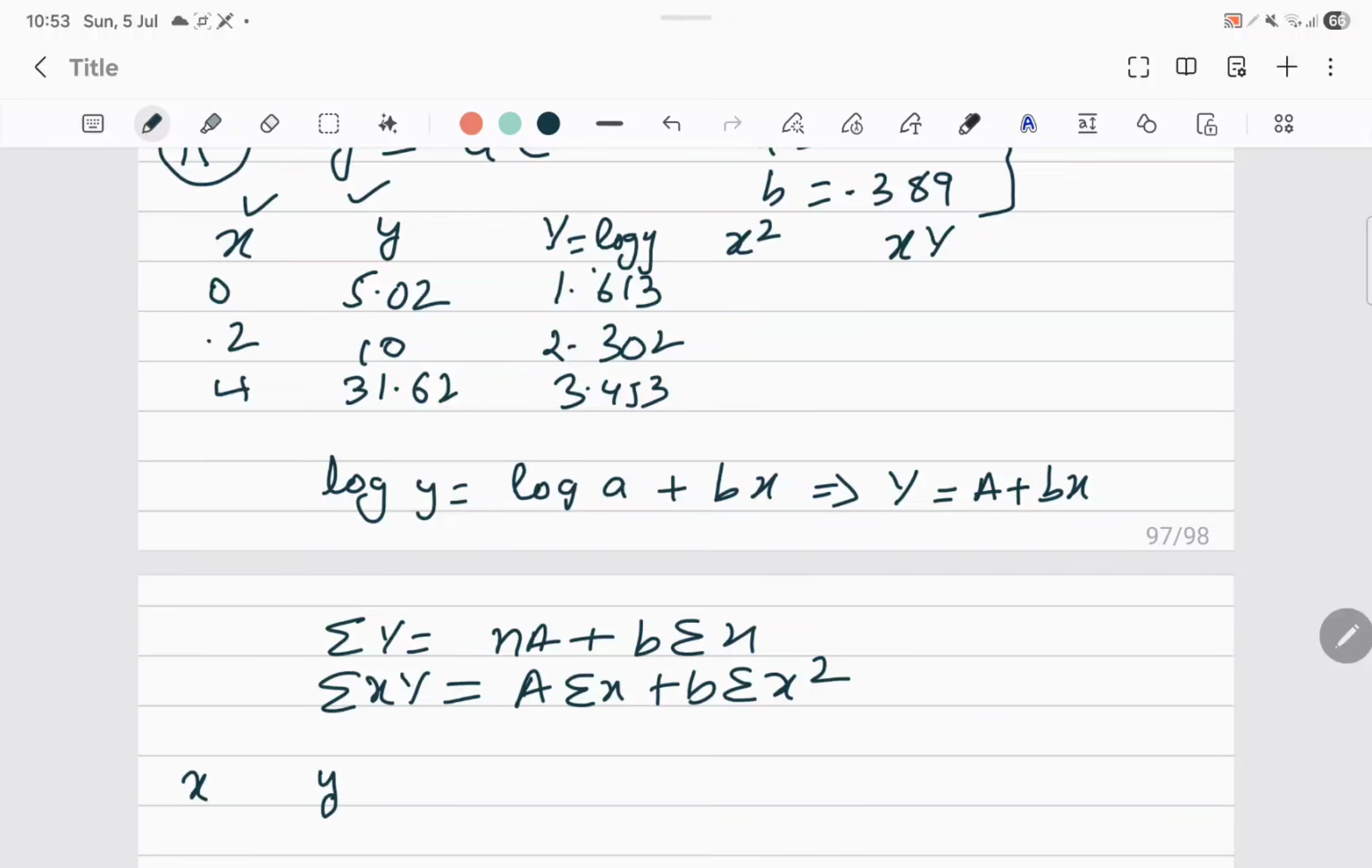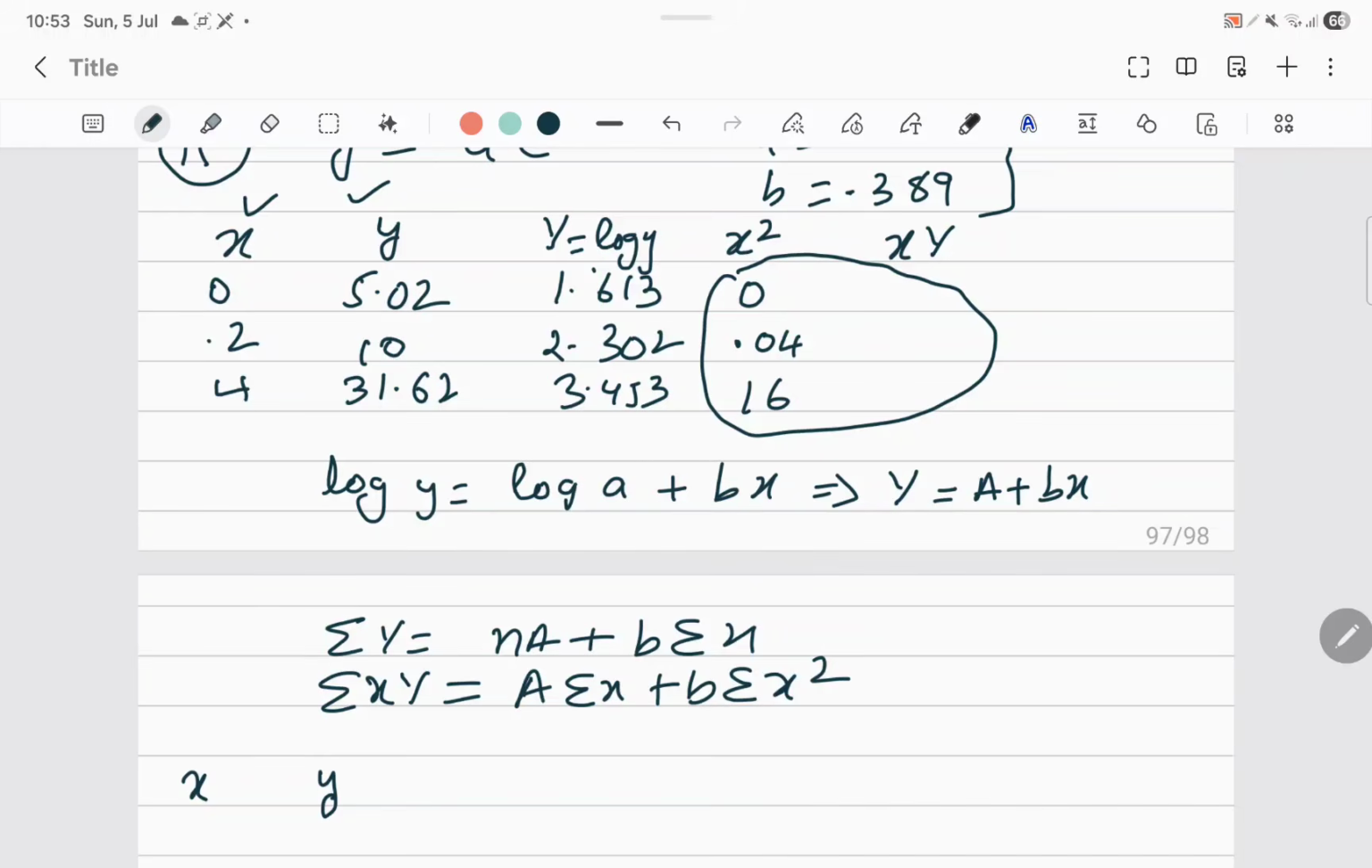Okay. Now you do x square. So 0, 0.04, 16 and then you multiply. Now what you have to do? Don't do it like this. Don't calculate all this, because here only 3 values you can do. But what I'll suggest you, go to statistic again.